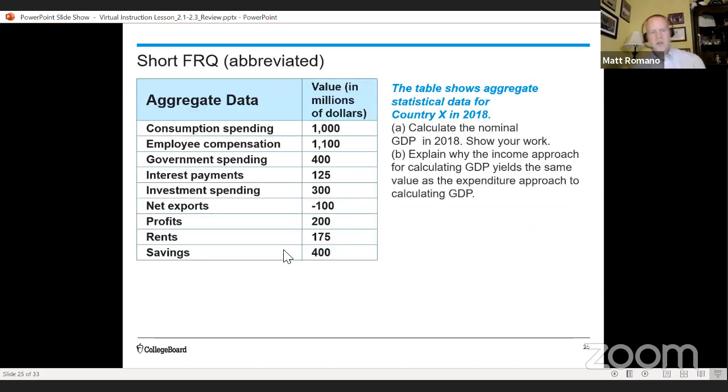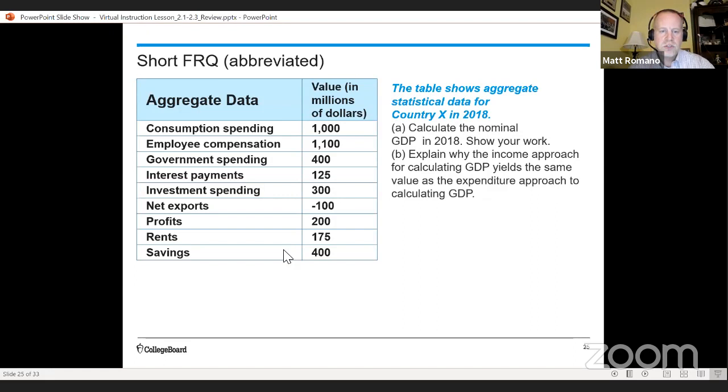All right, this is a short FRQ that I abbreviated just to look at the components of GDP and how it asks a question about nominal GDP. Here we have aggregate data for a country X in 2018. Question A asks you to calculate the nominal GDP in 2018 and show your work. It doesn't say which approach to use, so given the data you have here, you could use the expenditures approach or the income approach. Let's think about how you would do that in either case.